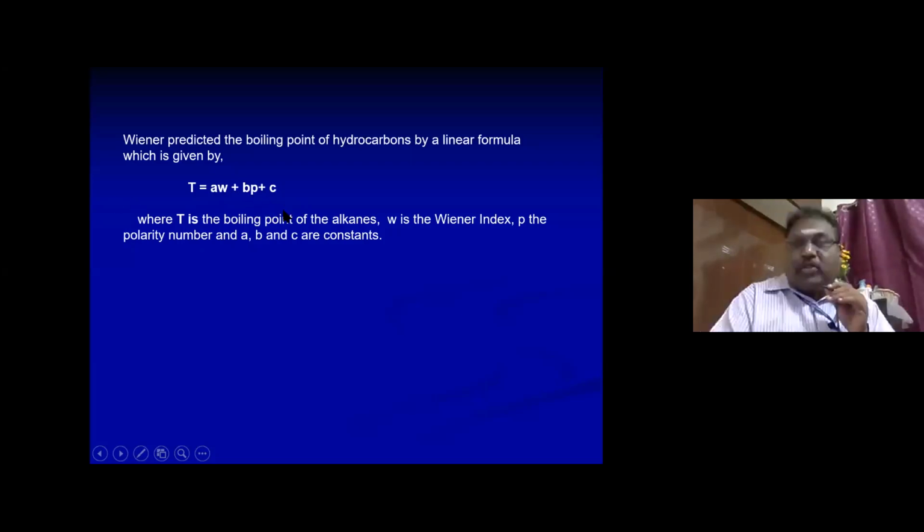So this is how you are able to relate the topological index, namely the Wiener index, the first Wiener index, and another distance relation, the polarity number, with the help of the boiling point of a hydrocarbon. The most important point: the link between chemistry and mathematics.